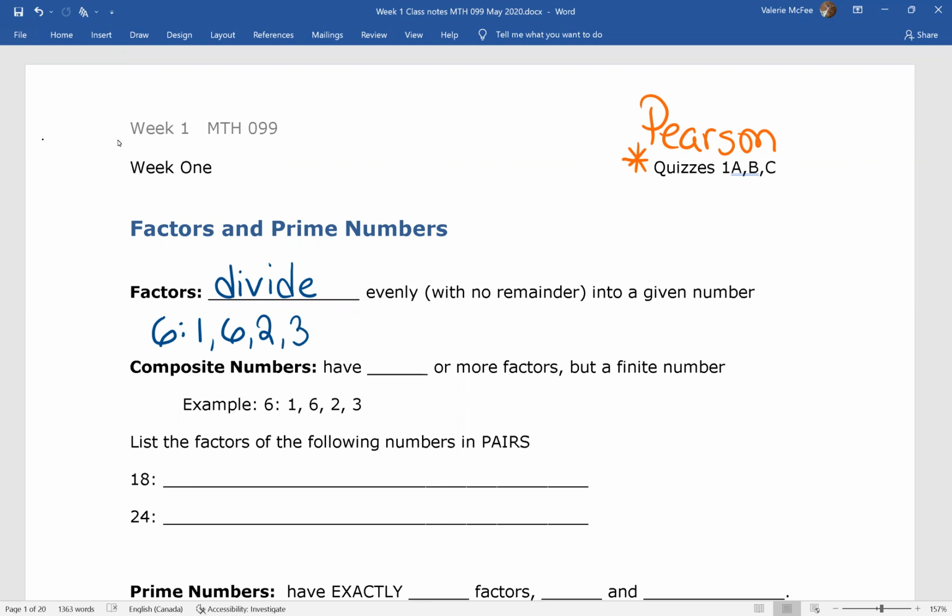We also need to define composite numbers. Composite numbers have 3 or more factors, but they have a finite number of factors. So if we look at 6 again, we can see that 6 is a composite number. It has 4 factors.